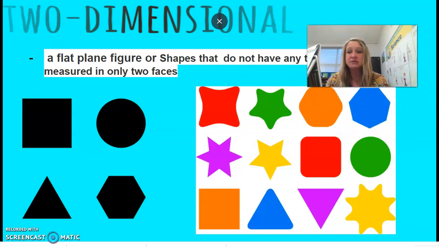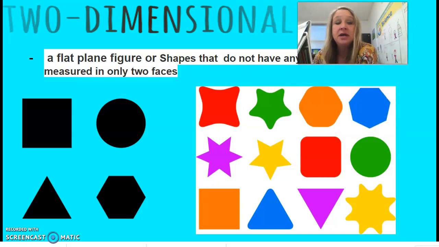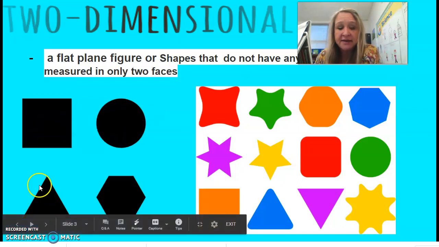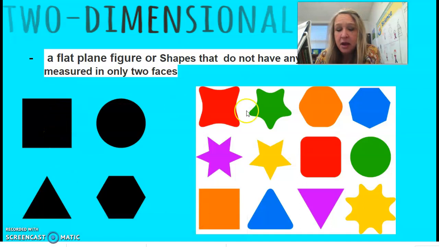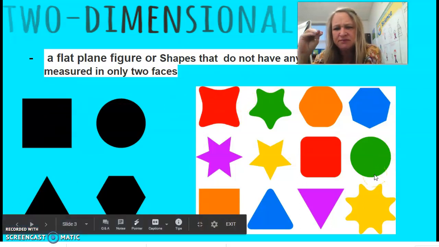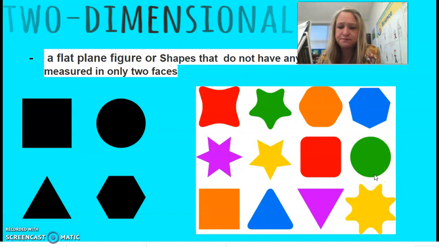So these are some examples of two-dimensional shapes. They are flat. They are one-sided. Actually, they're two-sided because there is a back, but there's no depth. They're just flat.